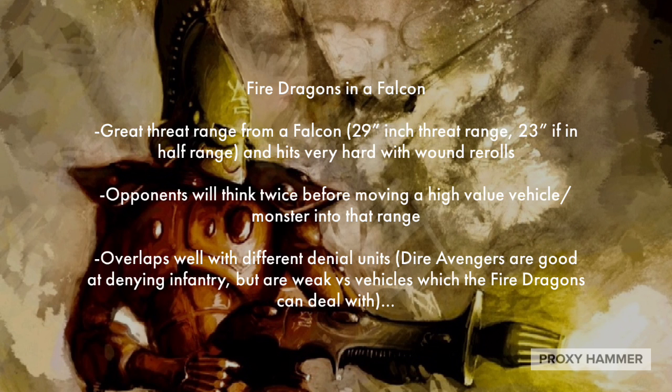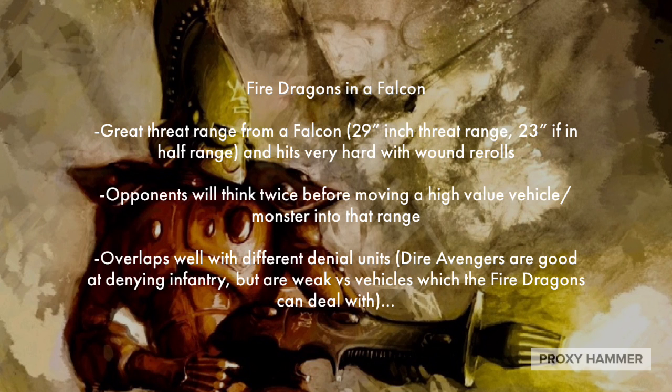These guys also overlap extremely well with different denial units. So you can set up multiple layers of denial that your opponent will have to worry about, right? Dire Avengers are good at denying infantry, but are weak against vehicles, which the Fire Dragons can deal with. So a common tactic that opponents will do is they'll say, okay, well, your Dire Avengers are really good against infantry, but how will they deal with a Dreadnought? How will they deal with a Rhino or something like that it can just shove in their face and make it impossible for them to deny that area of the board, which opponents will do.